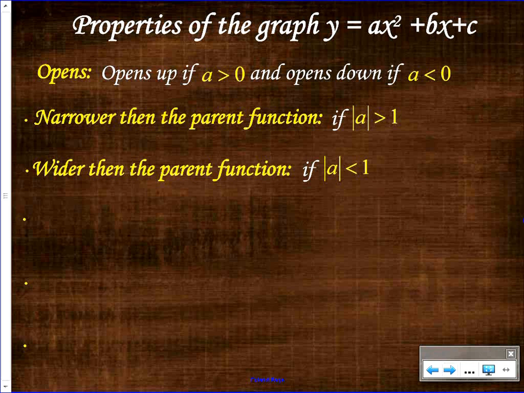Questions so far? Not too bad. This is almost exactly what we've already talked about with the other forms. These are the same things. Here comes something different. Axis of symmetry. Actually, no, it's not different. My axis of symmetry is x equals minus b over 2a.